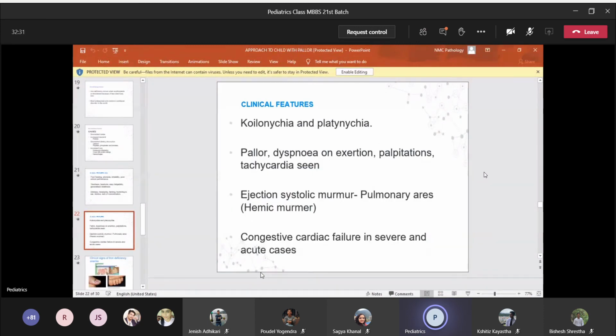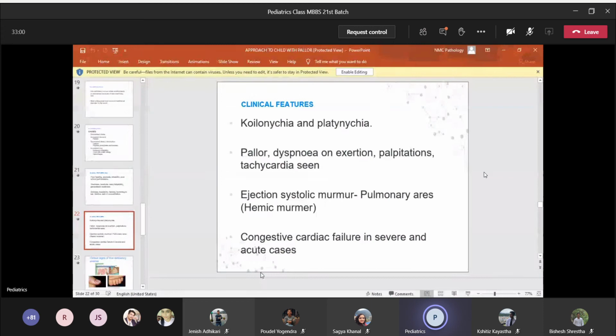Other features we can see are koilonychia, platynychia. On general examination, the child may present with pallor due to the anemia. The child may also have palpitation, tachycardia, dyspnea. And if we go through the systemic examination of the cardiovascular system, we can see a murmur, that is an ejection systolic murmur in the pulmonary area, which we call a hemic murmur also.